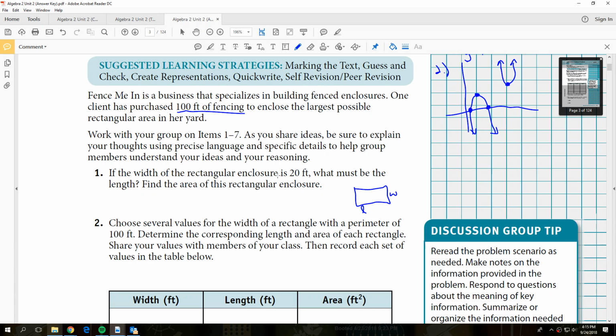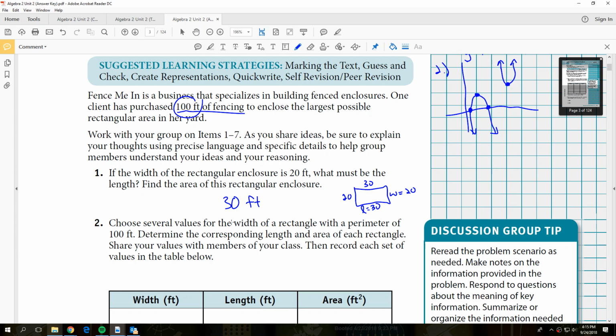So if the width is 20 feet, that means that this is also 20 feet, right? We only have 100 feet available to us. If this is 20 and this is 20, that's 40 total, so we only have 60 left. So what must be the length? Well, it must be 60 divided by 2, which is equal to 30. All right, so we would say 30 feet.